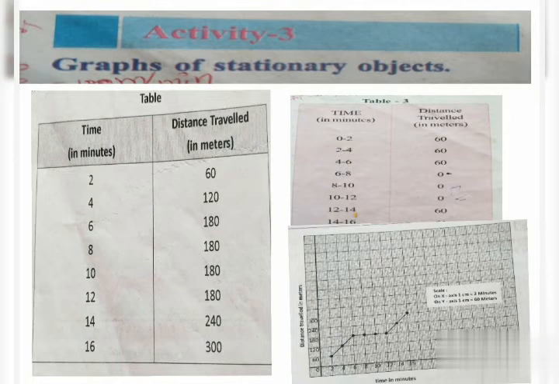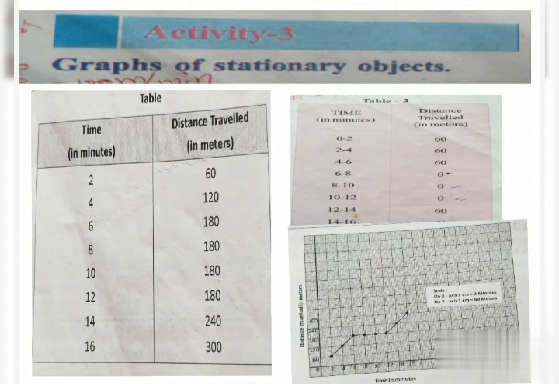In the first 2 minutes she covered 60 meters distance. Next, after 4 minutes she covered 60 plus 60, 120 meters. Next, after 6 minutes, again she covered 60 meters, 120 plus 60, 180 meters. Next, after 8 minutes she did not cover any distance, 0, which means only 180 meters. After 10 minutes she covered 0 meters, 180 plus 0, 180 only. After 12 minutes she covered 0 meters distance, she did not travel, that's why the distance travelled by Bhumika is 180 only.